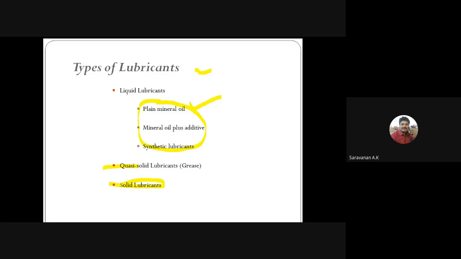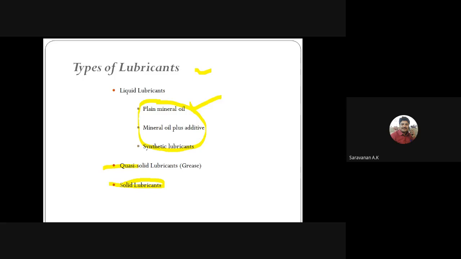First we can see what a solid lubricant is. A solid lubricant is a thin film of solid interposed between the two mating surfaces to reduce the friction and the wear. That type of lubricant is called the solid lubricant. It is a thin film of solid imposed between the two rubbing surfaces.